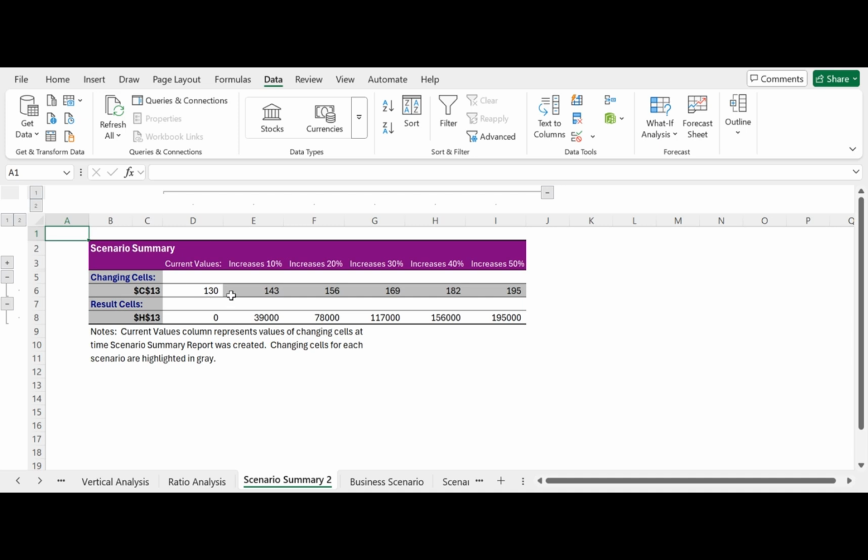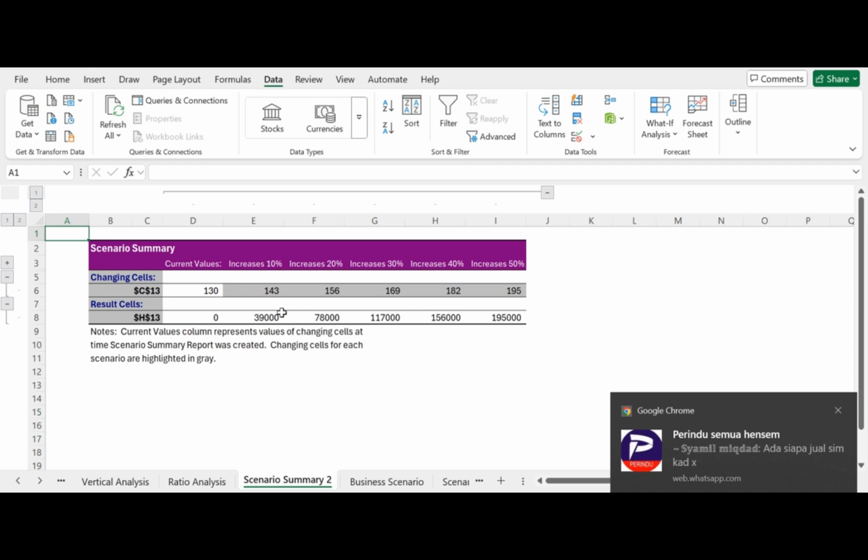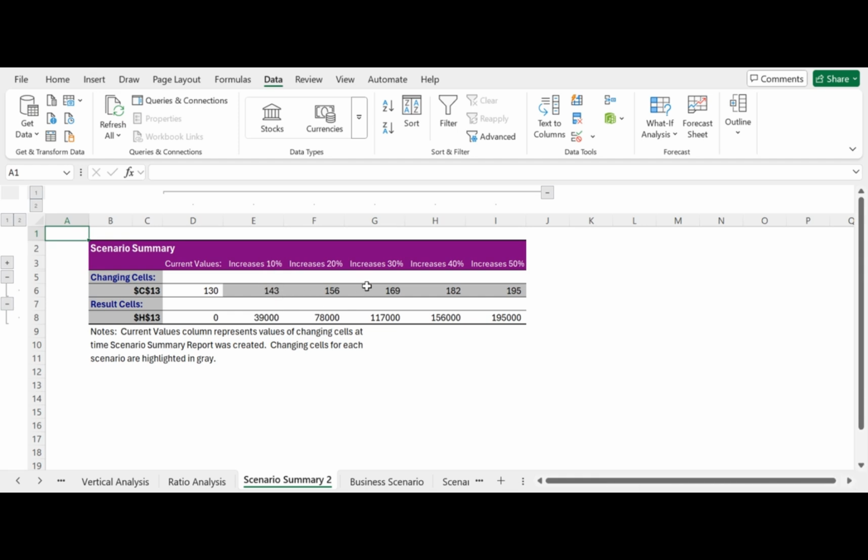We have the current value for our selling price, which is 130. The next scenario, the selling price increases by 10%, amounts to 143, and so on. We see here the selling price increases by 20%, 156, increases by 30%, 169, increases by 40%, 182, and increases by 50%, 175. So we see here when we change the selling price, the profit or loss is also changing according to the selling price.